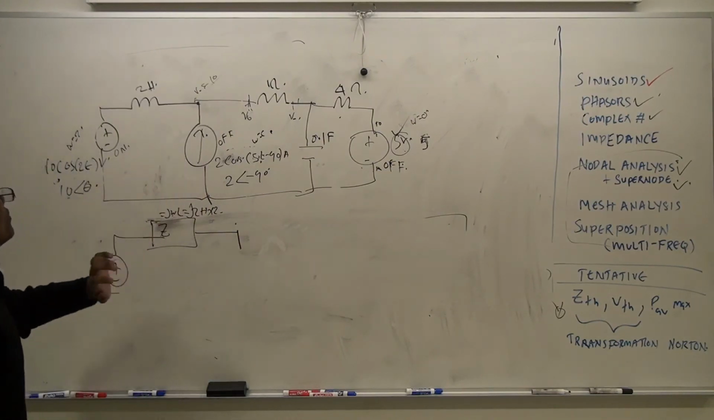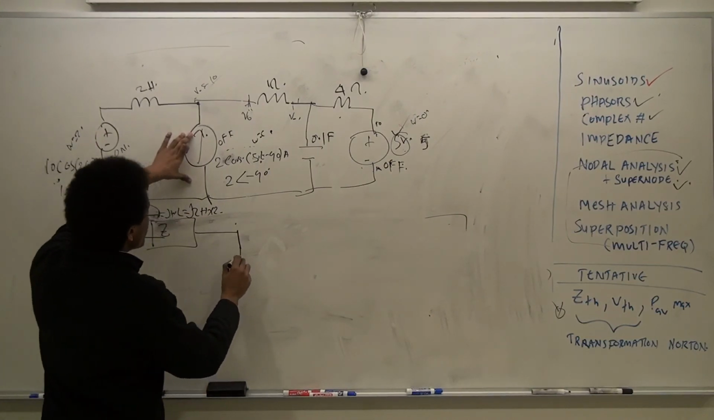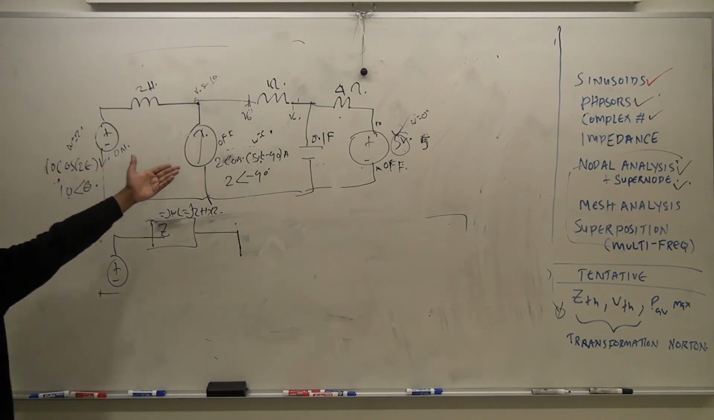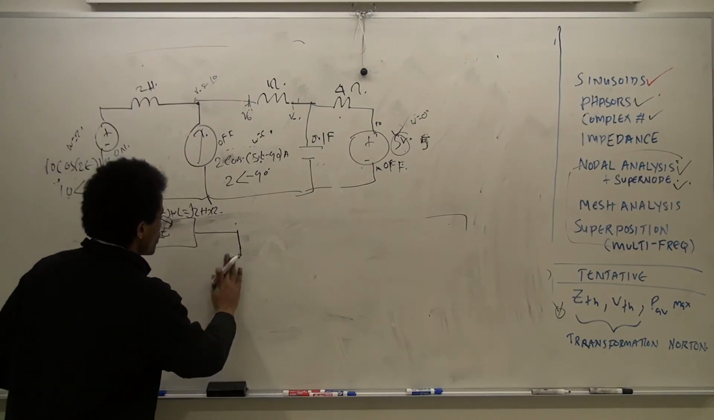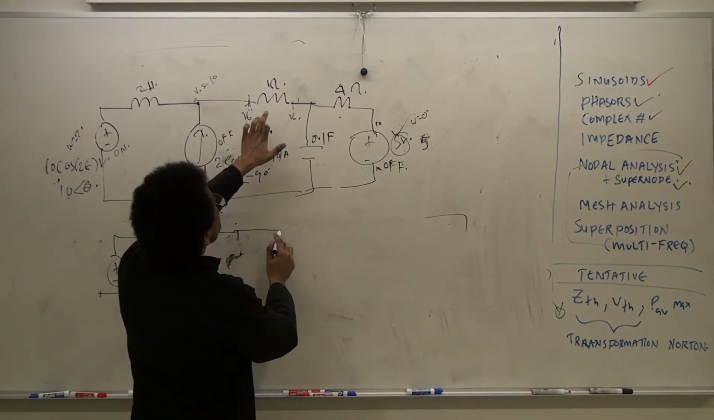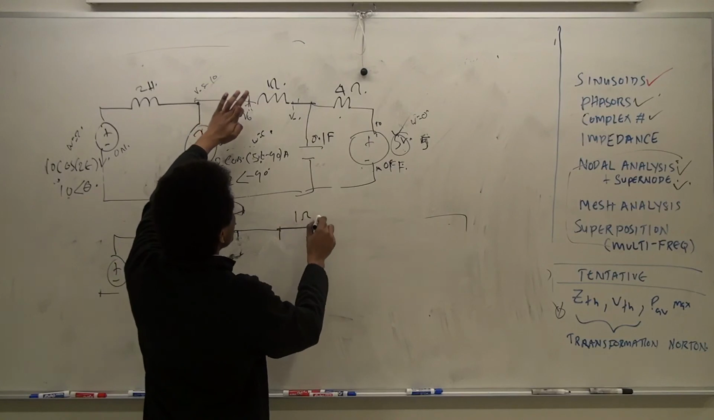What happens, should this current source be on or off? It should be off. Either way, always. So off. Off should be what? Should be an open line. This guy is just a 1 ohm resistor. Does it change? No, it's a 1 ohm resistor.